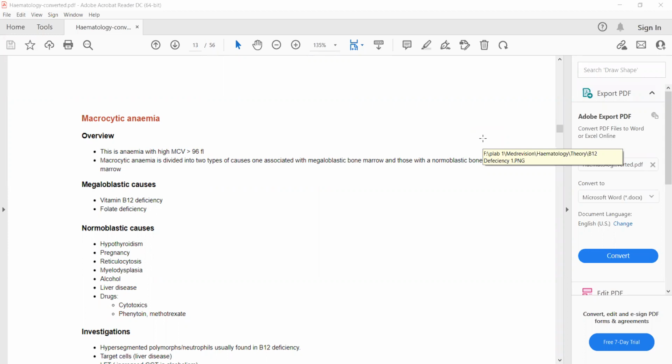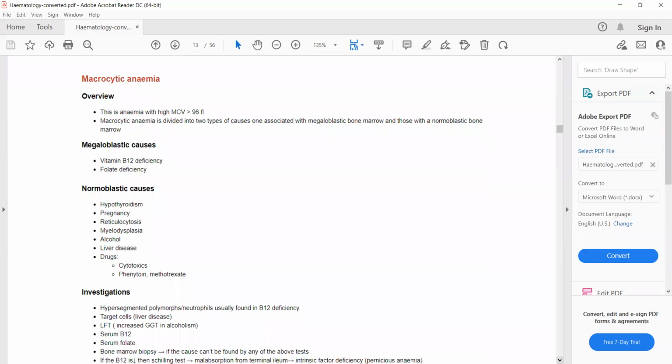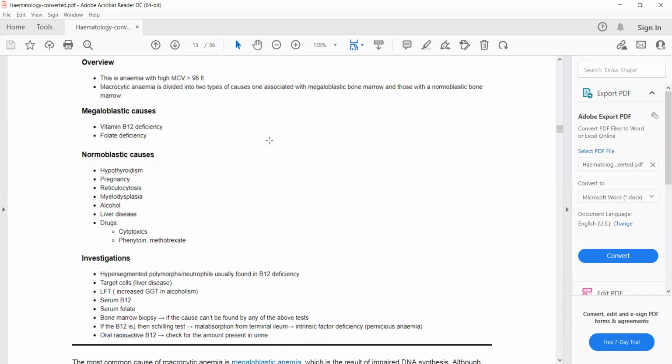Megaloblasts are the cells in which the nucleus to cytoplasm ratio is increased. And normoblastic cells are still macrocytes. Their size is more than 96 femtoliter, but the nucleus to cytoplasm ratio is not that much increased. So anything that leads to impaired synthesis of DNA, that is a part of the nucleus, will cause megaloblastic anemia. And anything that does not interfere with DNA synthesis but leads to an increase in the size of RBCs will be included in normoblastic causes.